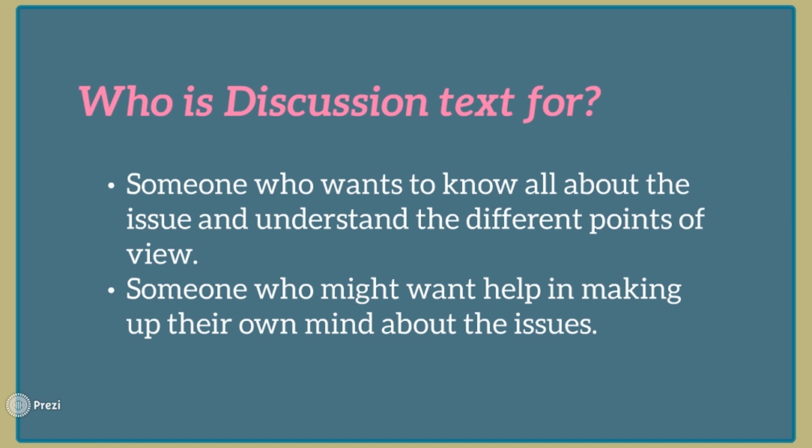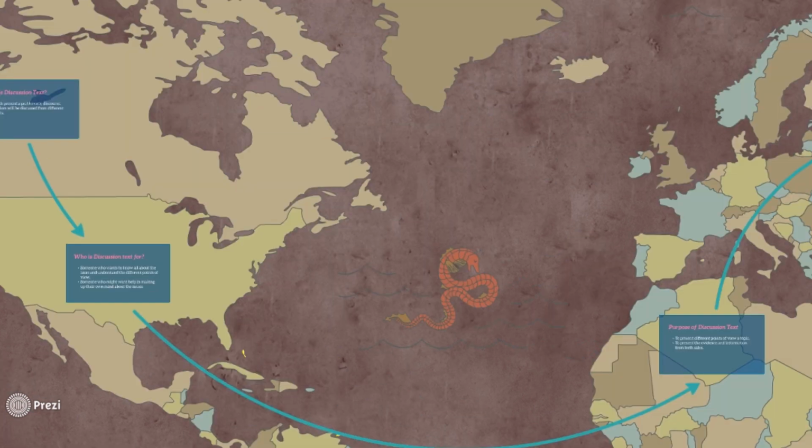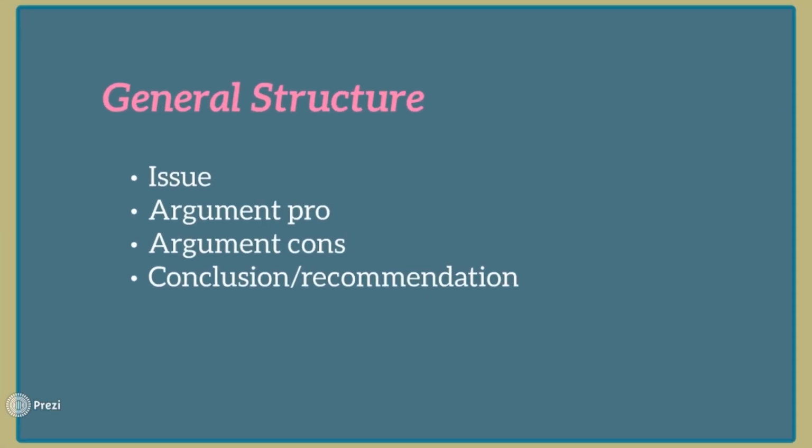There are 4 general structures of discussion text. First, issue. It's for stating the issue which is to be discussed. Second, argument pro. It is presenting the point in supporting the presented issue. Third, argument cons. It's for presenting other points which disagree with the supporting point. And the last one is conclusion or recommendation. It is for stating the writer's recommendation of the discourse.